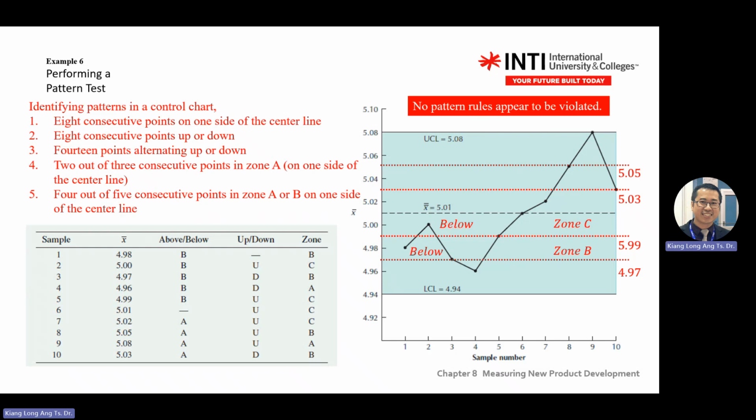Number 3, 14 points alternating up or down. 14 points. So this one is less than 14 points. Number 4, 2 out of 3 consecutive points in zone A, on one side of the center line.